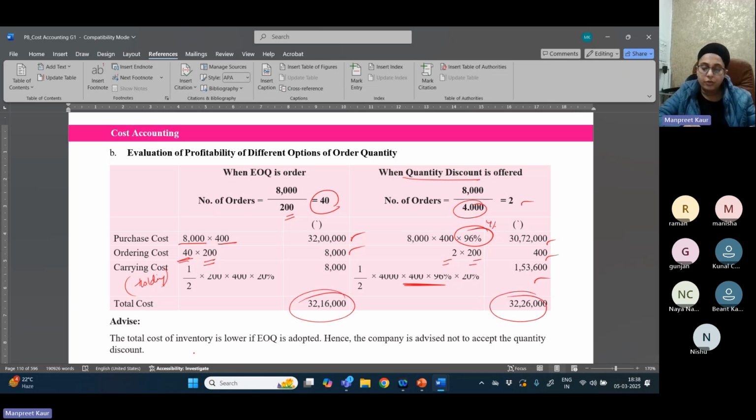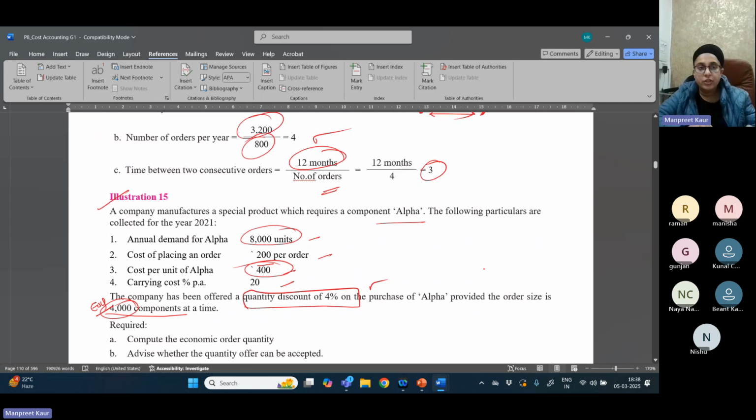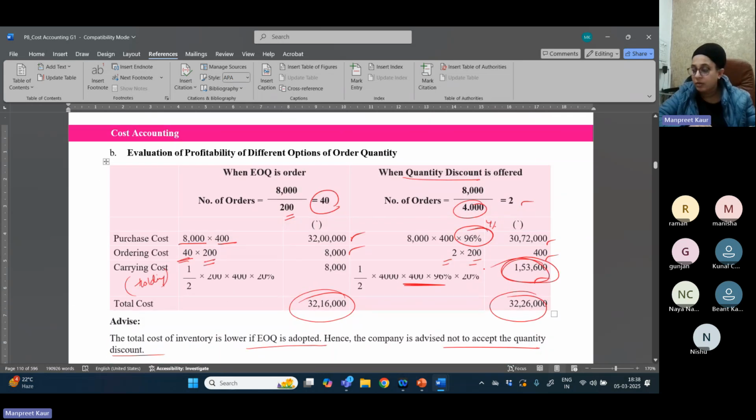So the total cost of inventory is lower if EOQ is adopted, and the company is advised not to accept the quantity discount, because the holding cost, the storing cost, increases so much. This is the solution to question number 15. Any doubt on this point to anyone? Yes, please say yes or no.